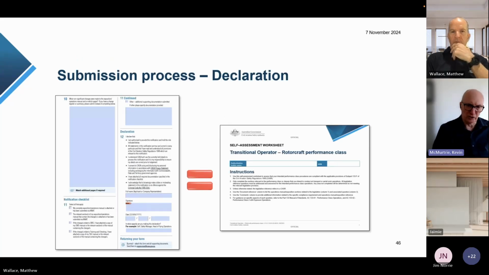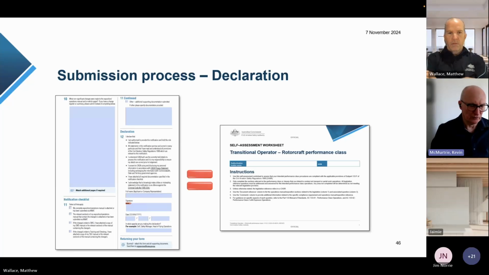Once you've completed the self-assessment worksheet, the CEO or their agent, and what I mean by an agent is a person who is generally approved or authorised as a power of attorney, submits the non-significant change notification form, the self-assessment worksheet, and the exposition content to us.